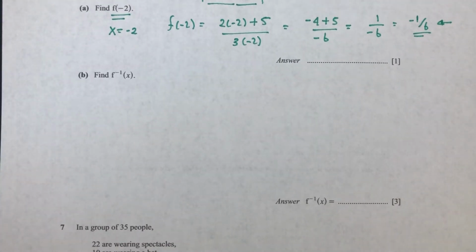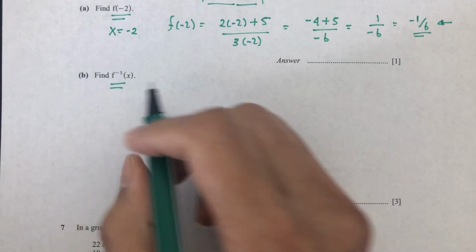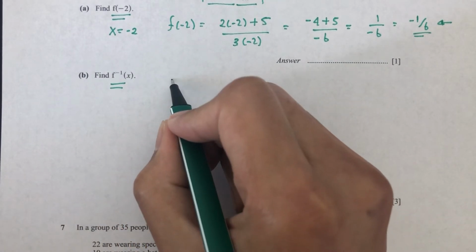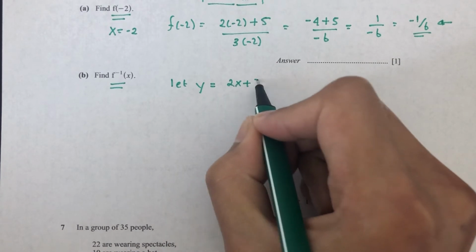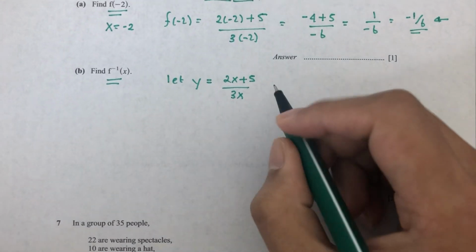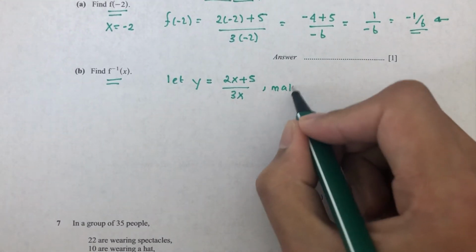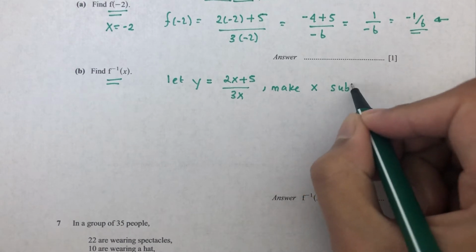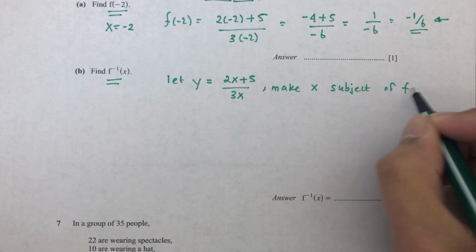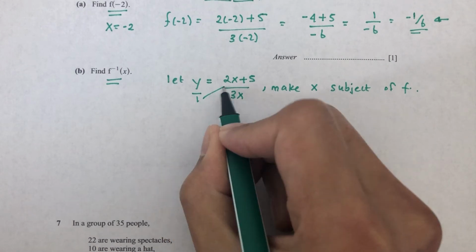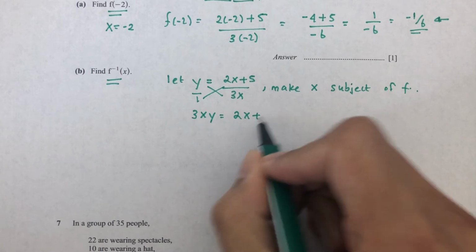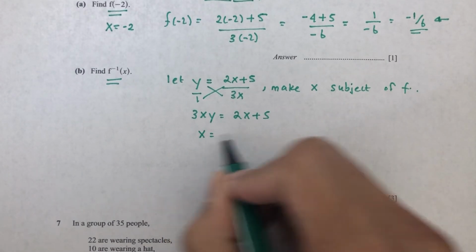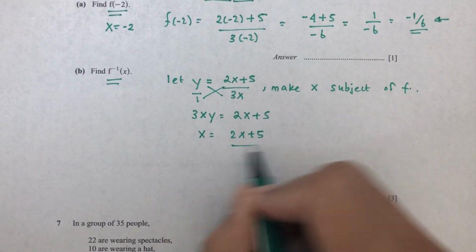So now moving on to part B, we have to find the inverse function of f of x. So the first step is let y equal to 2x plus 5 divided by 3x, which is the function. And then we have to make x the subject of formula. So the first step is to cross multiply. So 3xy equal to 2x plus 5. So x equal to 2x plus 5 divided by 3y.